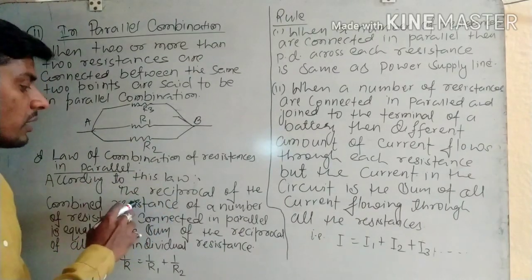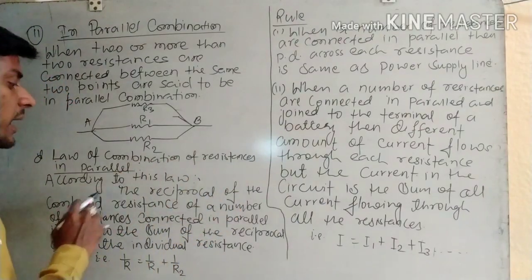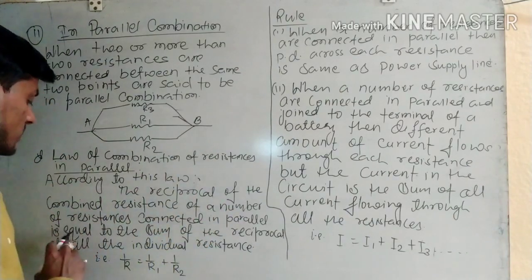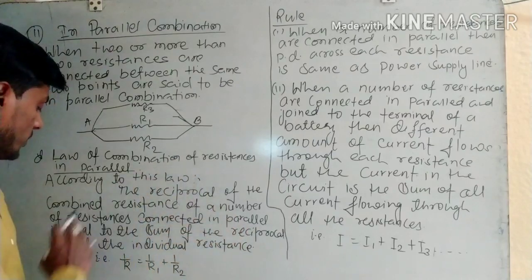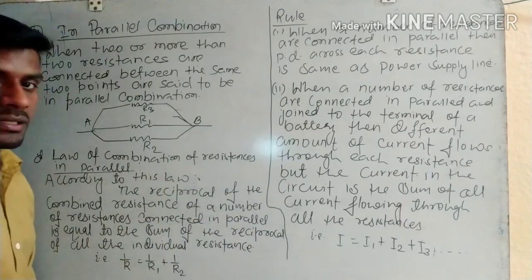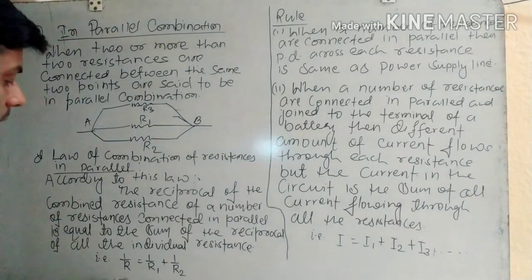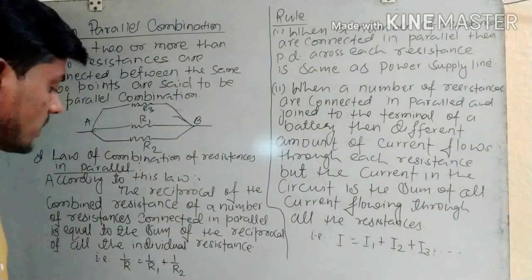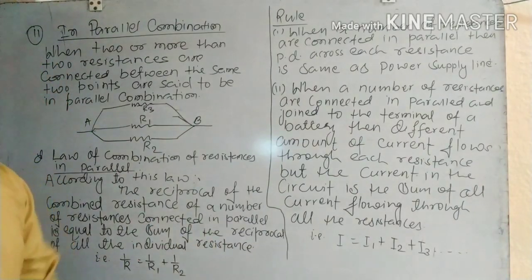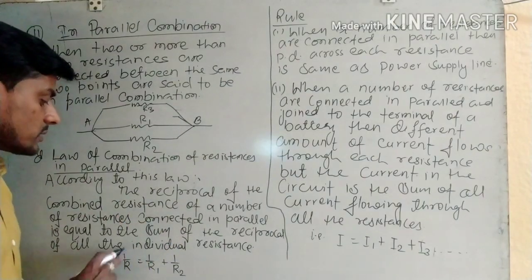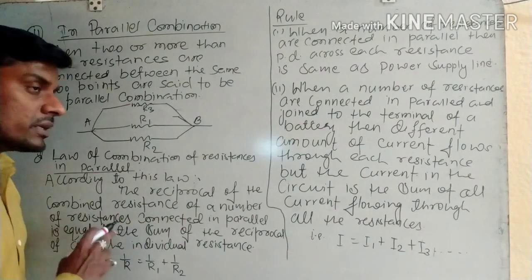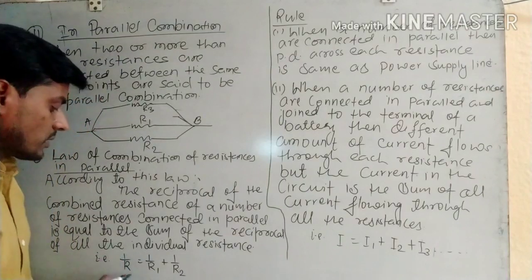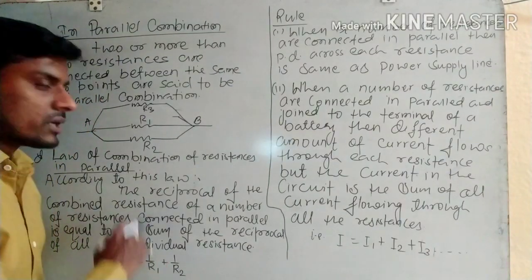According to this law, the reciprocal of the combined resistance of a number of resistances connected in parallel is equal to the sum of the reciprocals of all the individual resistances. That means, suppose R is the combined resistance and R1, R2 and R3 are the individual resistances, then the reciprocal of the combined resistance is equal to the sum of the reciprocals of the individual resistances. That is, 1 by R is equal to 1 by R1 plus 1 by R2.